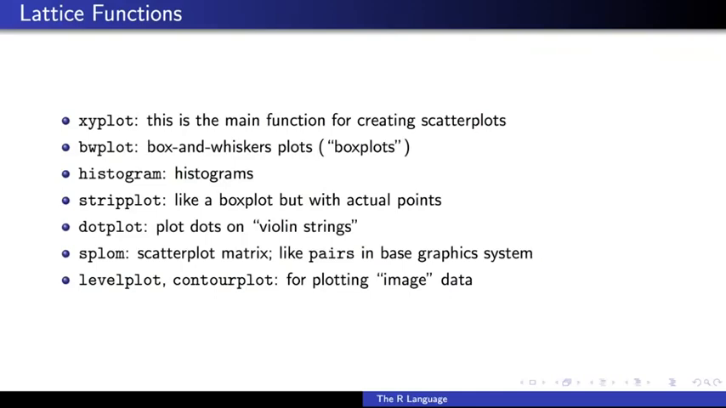The main functions in the lattice package are xyplot for creating scatter plots, bwplot for creating what are called box-and-whisker plots, or just box plots, histogram for creating histograms, stripplot, which is like a box plot but with points instead of the boxes, dotplot, and splom, which stands for scatter plot matrix. This is analogous to the pairs function in the base graphics system. Then levelplot and contourplot are for plotting image data.